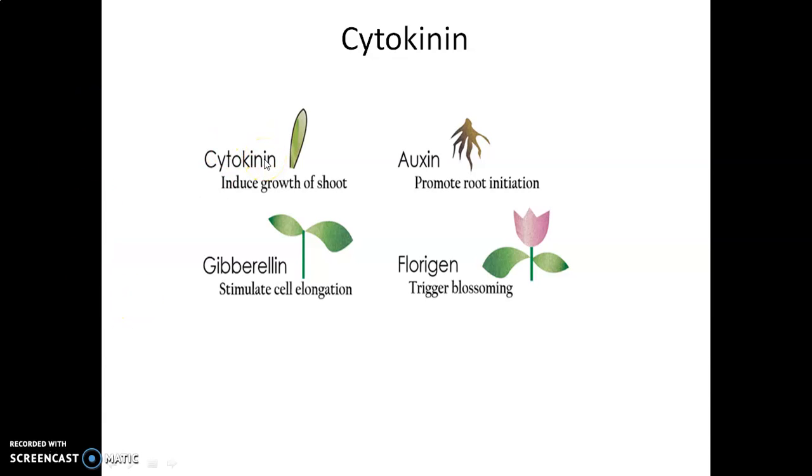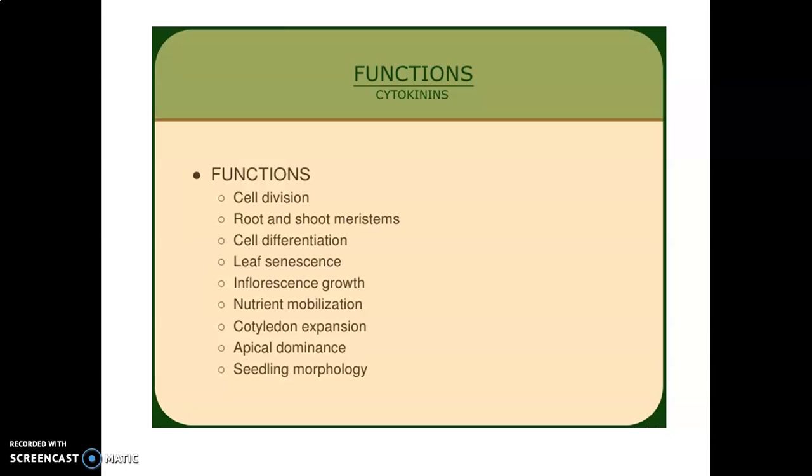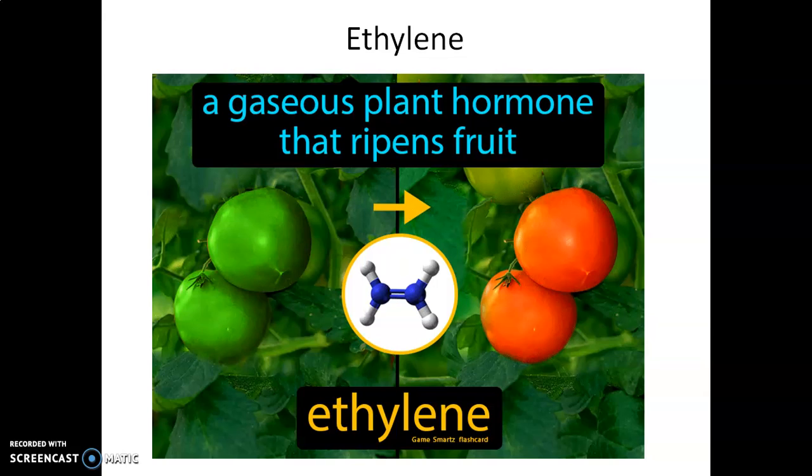It induces the growth of shoot, and that's the main function. And what are the other functions? Helps with cell division in root and shoot meristems, development, cell differentiation, leaf senescence, inflorescence growth, nutrient mobilization, cotyledon expansion, apical dominance, then seedling morphology. These are the functions of the third plant hormone, that is cytokinin. Clear? Then ethylene. Ethylene is a gaseous hormone that helps to ripen the fruit.